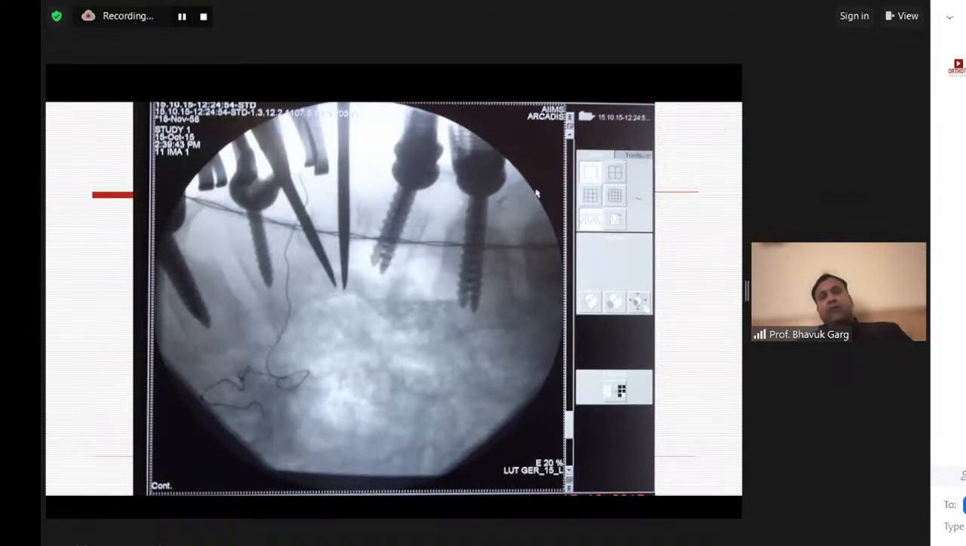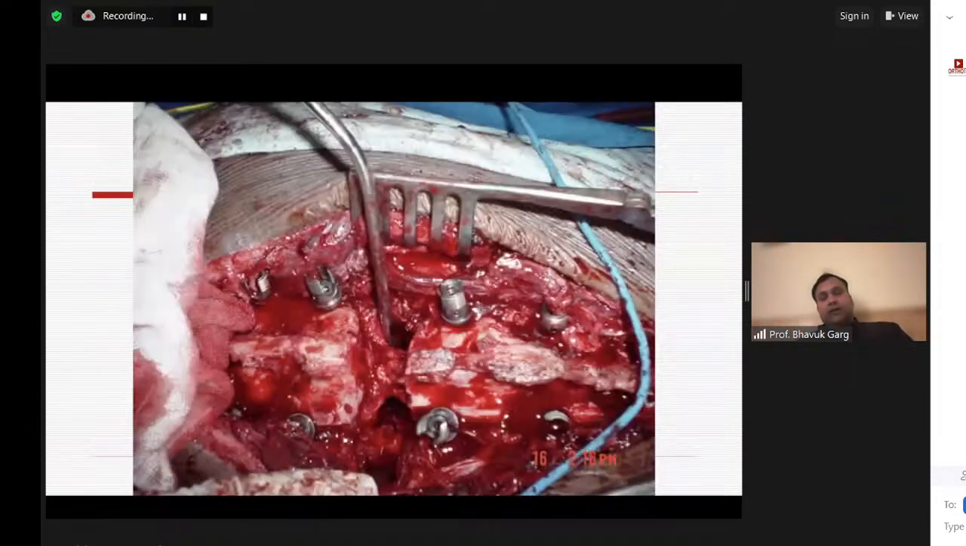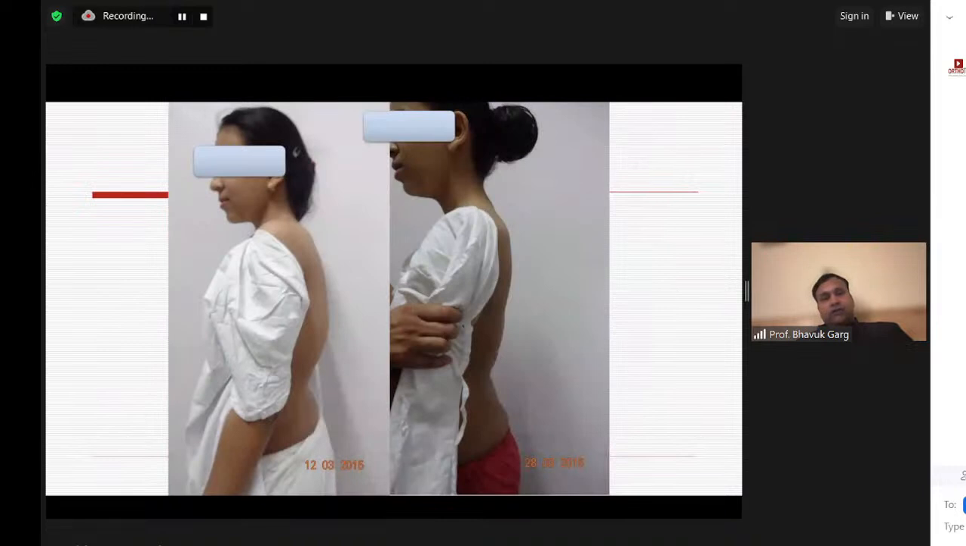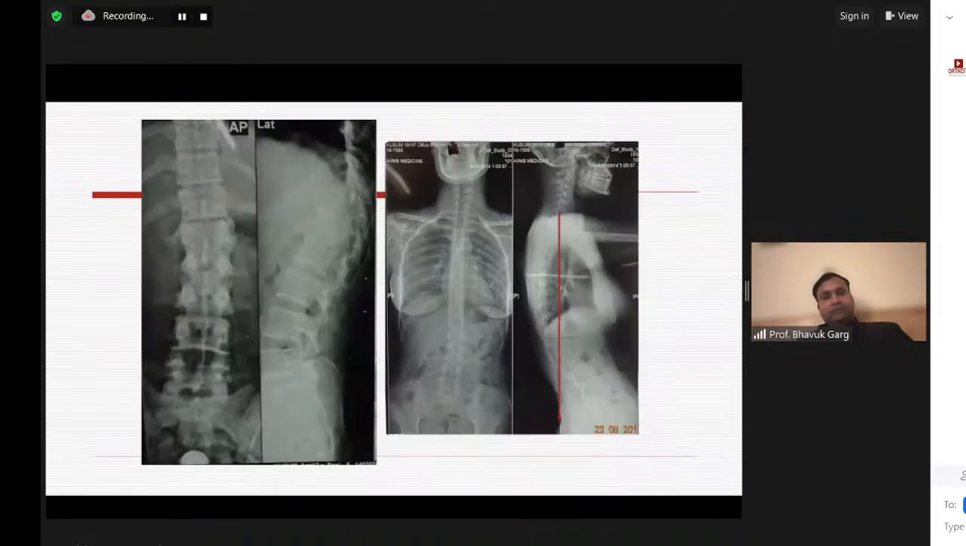So this is how we perform with the help of the osteotomes. We take out the pedicles. This is the defect after taking out the pedicle subtraction. And this is how after closure, you can get a correction of around 30 degrees. So this is the post-operative picture.